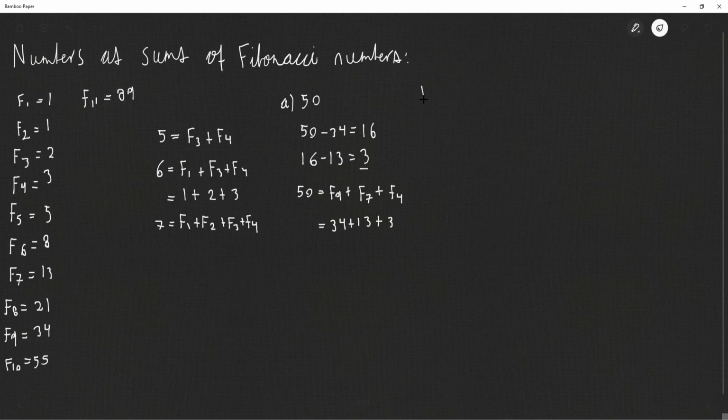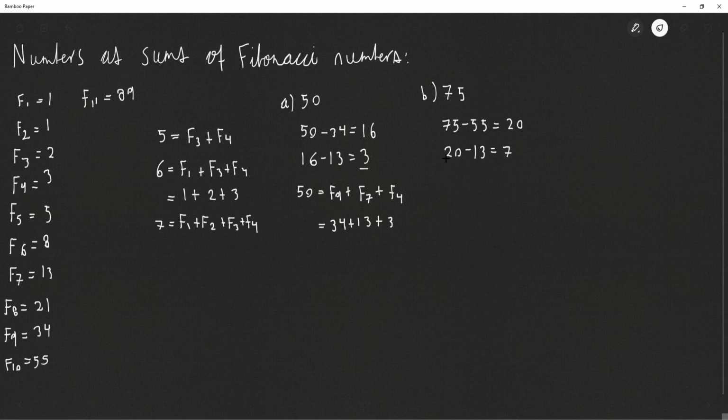Now for question B, we're going to do it for the number 75. So again, we can see that 89 is too large for 75, so this time our starting number is going to be 55. So we're going to do 75 minus 55, which gives us 20. And now we're going to write 20 as the sum of Fibonacci numbers. So we're going to have 20 minus the next largest number, which we can see is again 13. So minus 13, which gives us 7.